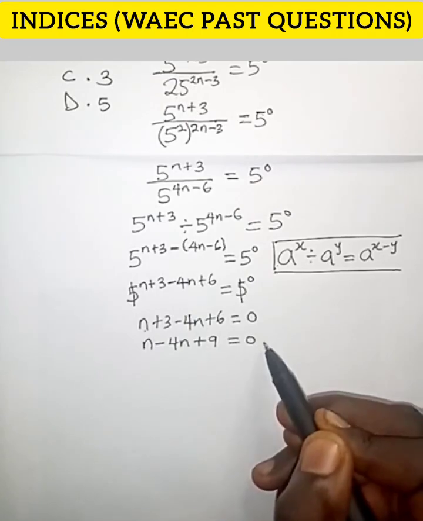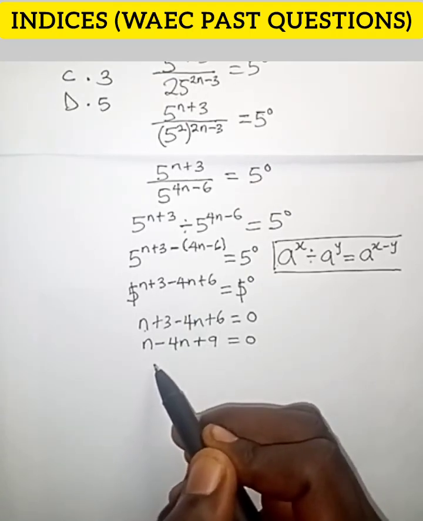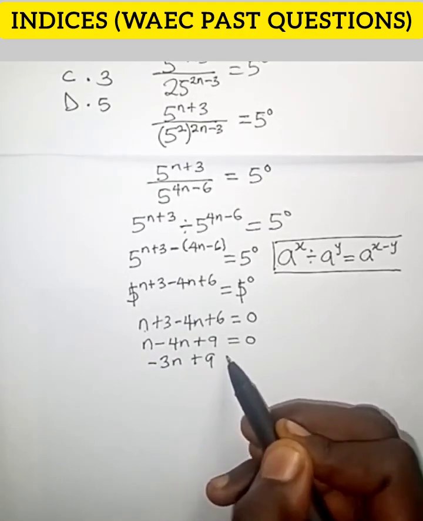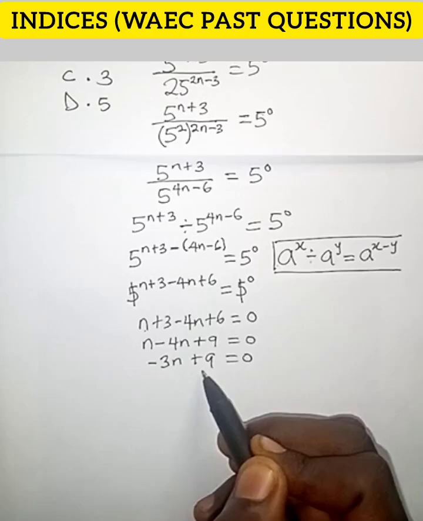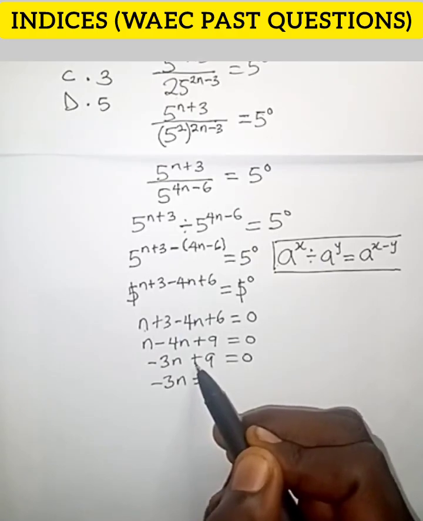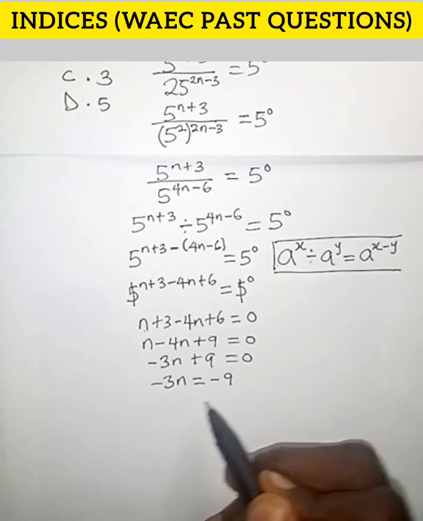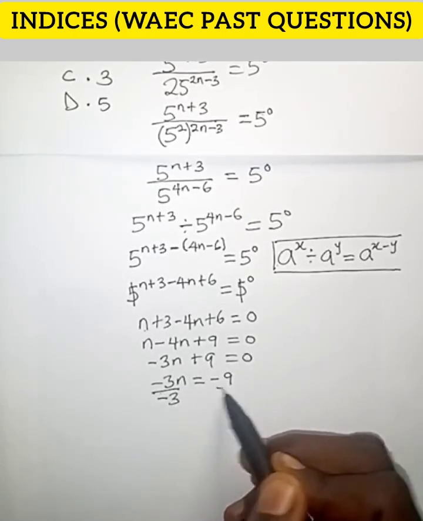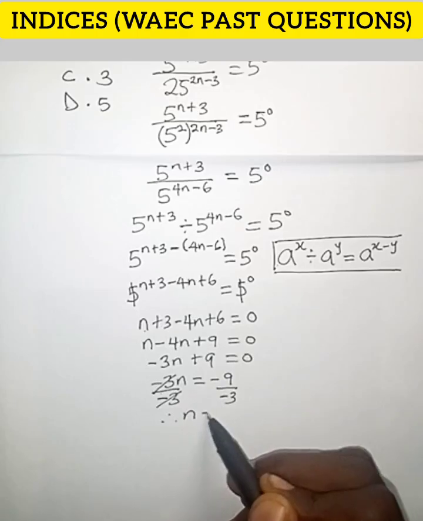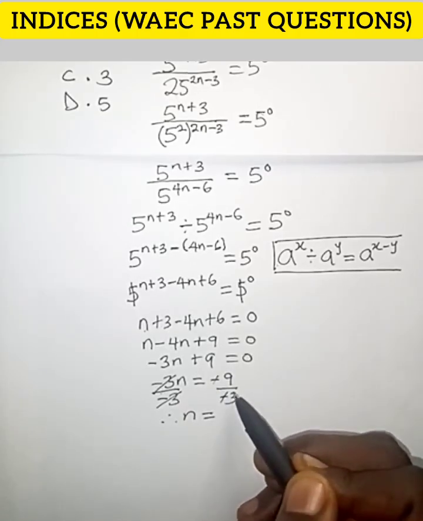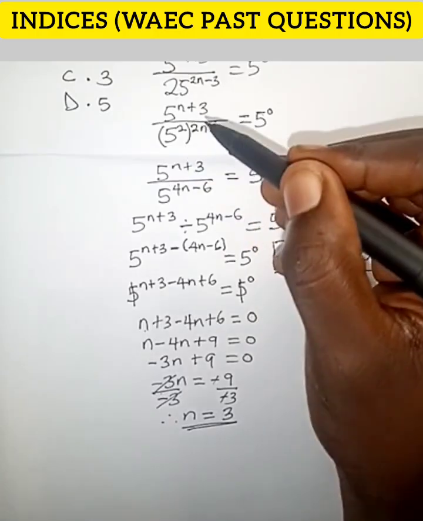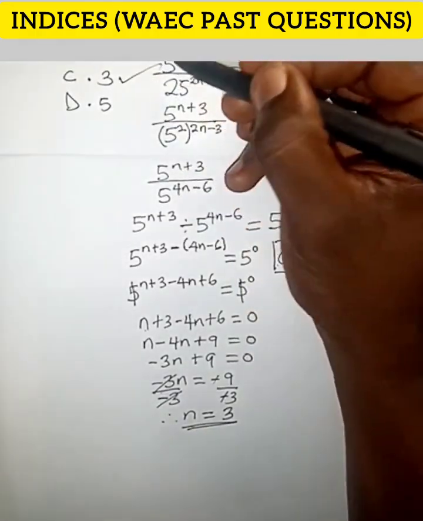Then n minus 4n gives minus 3n plus 9 equal to 0. Then I will move this positive 9 to the other side, and it turns to minus 9. So minus 3n equal to minus 9. Divide both sides by minus 3. Cancel negative. Therefore, n is equal to 9 over 3, which is 3. And this will be our answer. So if you go back, our answer is C.